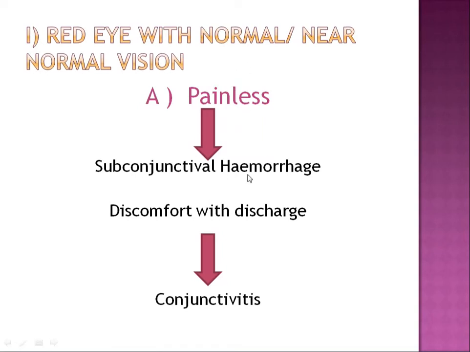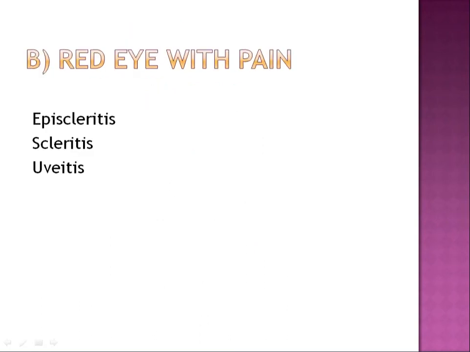Or there is some amount of pain, where the patient complains to you of discomfort. They normally use terms like, in Hindi, they say "kuch chub raha hai", or they say "kuch kuntundi", something like that. So some amount of discomfort and the presence of discharge will tell you that it is conjunctivitis. A totally painless condition will be subconjunctival hemorrhage. Mild discomfort but a lot of discharge will tell you conjunctivitis.